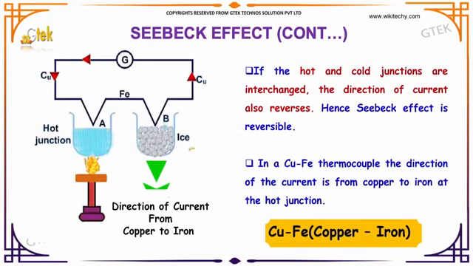So there is an implementation for the Seebeck effect. You are able to see you have a hot junction here and a cold junction here. If the hot and cold junctions are interchanged, the direction of current will be reversed. So the Seebeck effect is reversible. In a copper and iron thermocouple, the direction of current is from copper to iron at the hot junction.